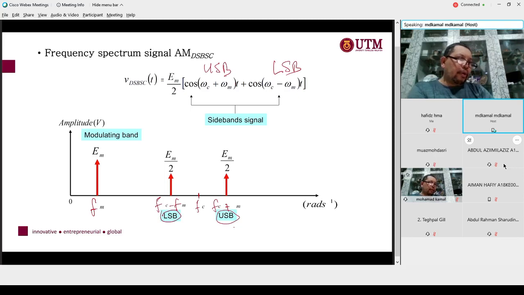What we can see here is two spectrum components. This is what is called the double sideband suppressed carrier signal.